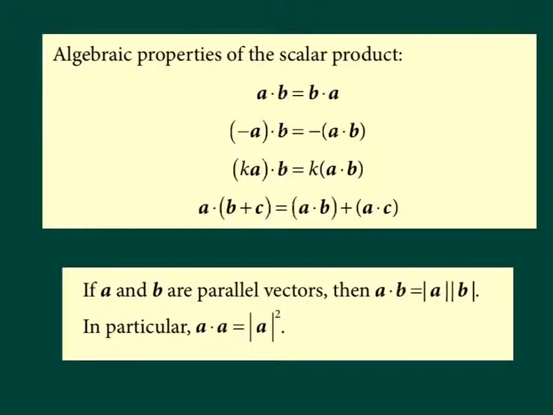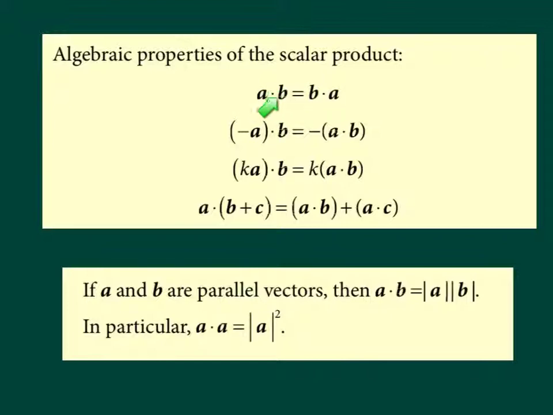All right, ladies and gentlemen, today we continue our discussion of the dot product, and we'll be looking at some algebraic properties of that dot or scalar product. So a dot b, b dot a. The thing to remember is the dot product is a number. So most of our real number properties hold true for dot product.